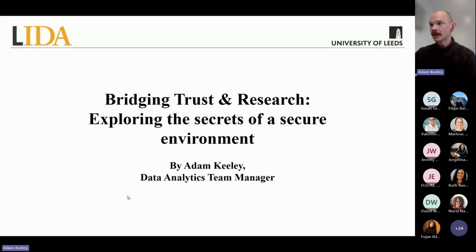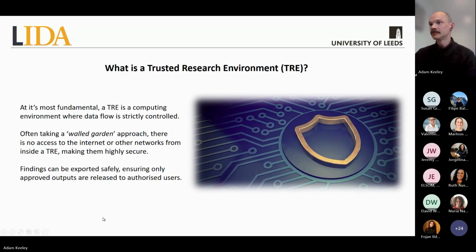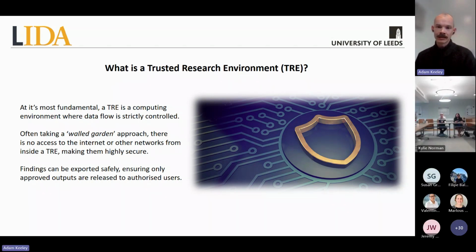So we'll start with some basics. What is a trusted research environment? At its most basic, it's a computing environment where data flow is strictly controlled. So the ingress and egress of research data from that environment is only permitted through controlled means. It's often described as a walled garden approach. From within that computing environment, there's no access to internet or other networks, which makes them highly secure.